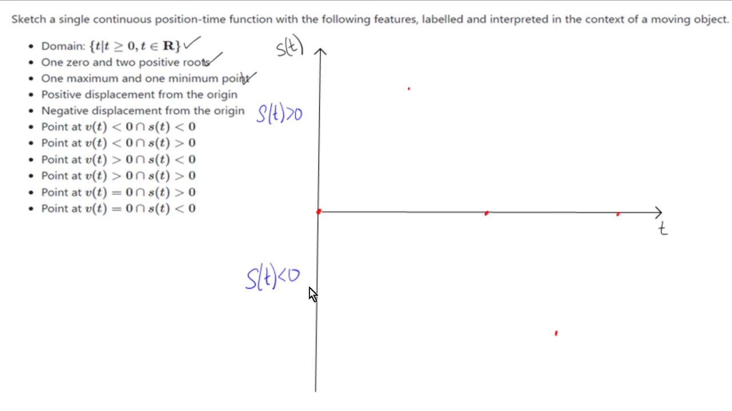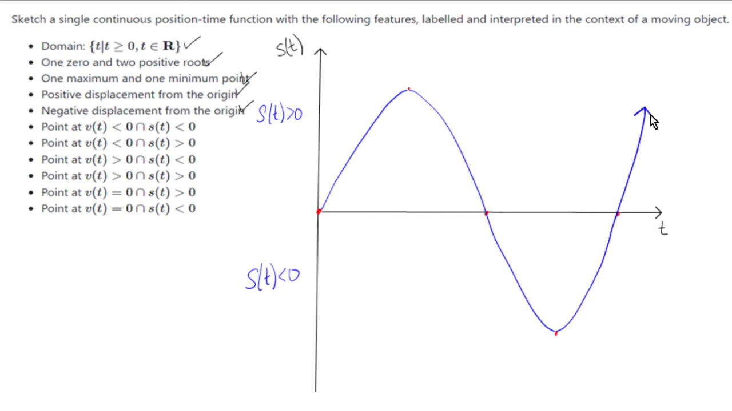Okay? So at this point, we have our positive displacement from the origin, we have our negative displacement from the origin. Let's graph this position time function. So it's going to look like a sinusoidal function, something like this. Okay. And now we are supposed to label the following points.